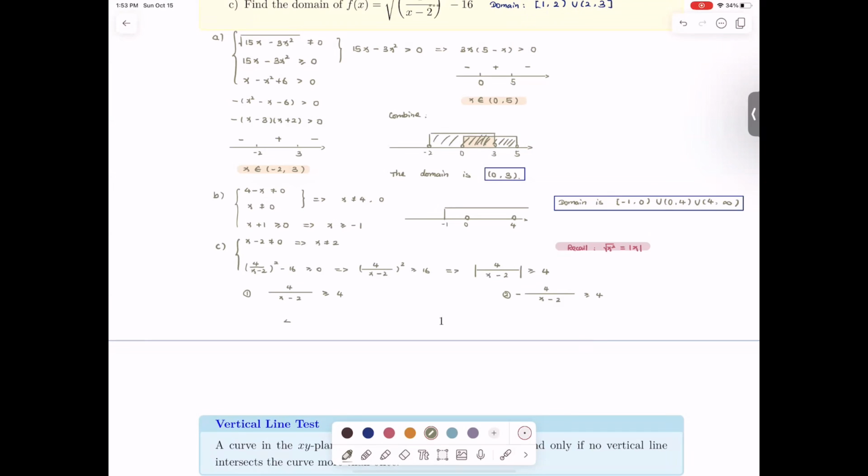So 4, by the way, guys, can I cross multiply or no? Can I multiply both sides by x minus 2? Why not? What's wrong with that?